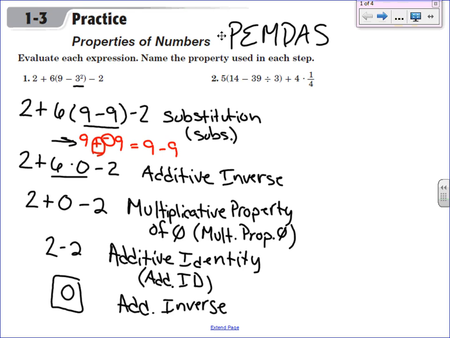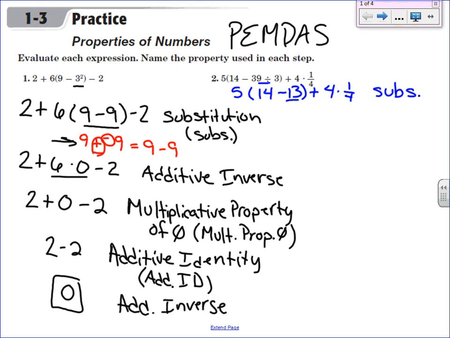Number 2, we do what's inside the parentheses first, and inside the parentheses the division comes first. So 39 divided by 3 is 13. And that's just a substitution, it's what it equals. Substitution property says that if something is equal to it, you can just substitute or replace it in the expression for that thing. 39 divided by 3 is equal to 13, so I can just substitute it in there.